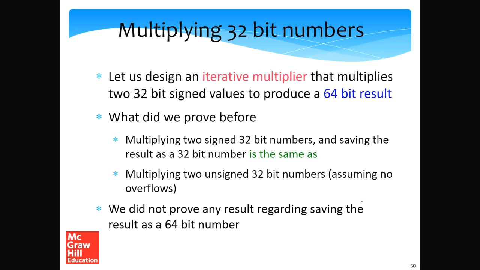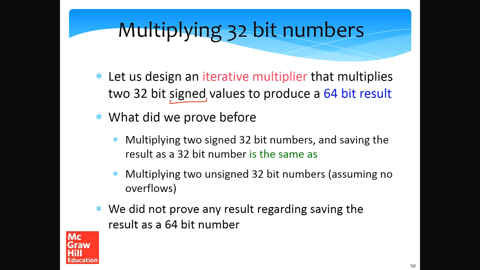So now let's look at multiplying two 32-bit numbers. Let us first design a simple multiplier called an iterative multiplier that will multiply two 32-bit signed values. This is the most general case. Multiplying unsigned numbers is always easy, but let's deliberately complicate our life and look at two 32-bit signed values. We need two 32-bit signed values and we'll produce a 64-bit result.